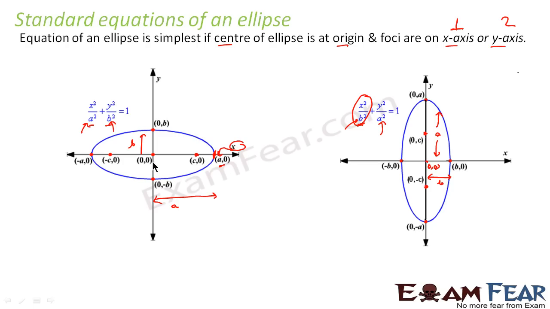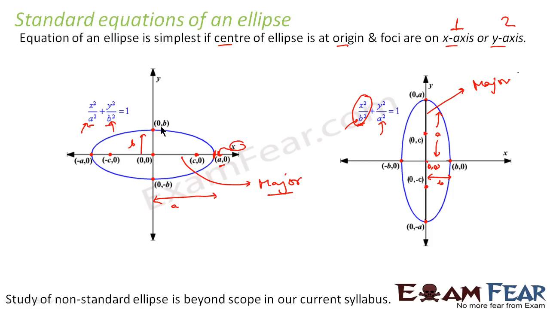Also, one thing to note here is that the foci are always on the major axis. So here this axis is major, and here this axis is major. So major is always a. Also, the study of non-standard ellipses is beyond our current syllabus.